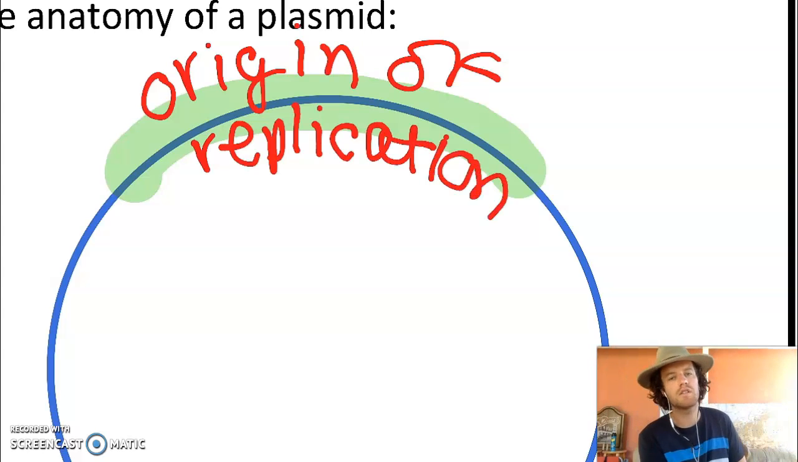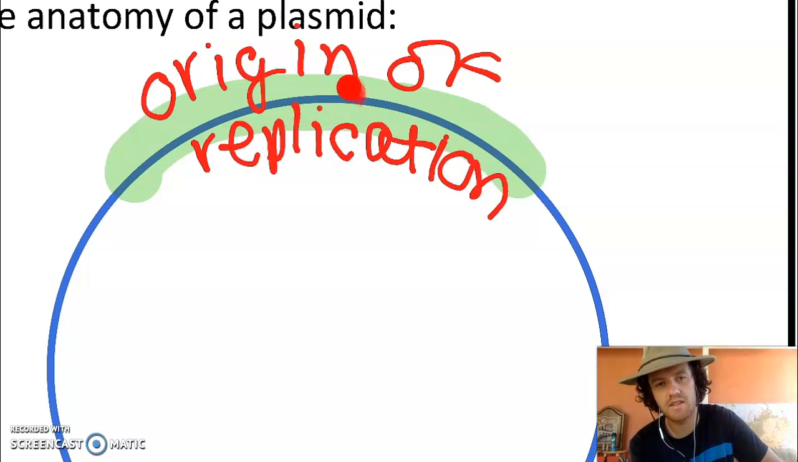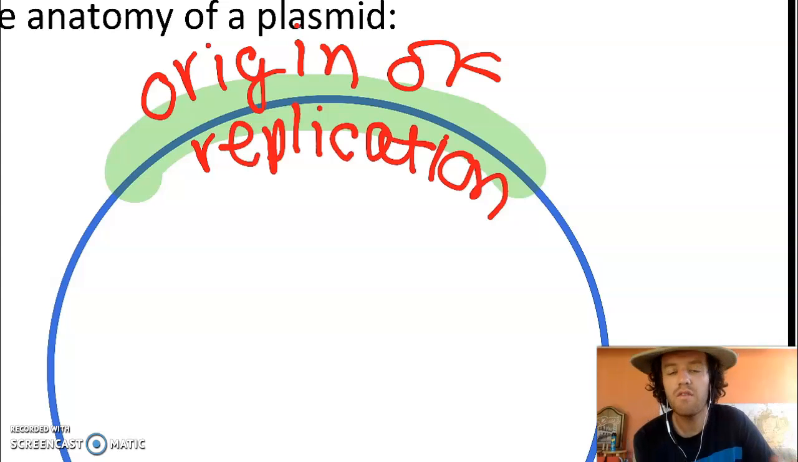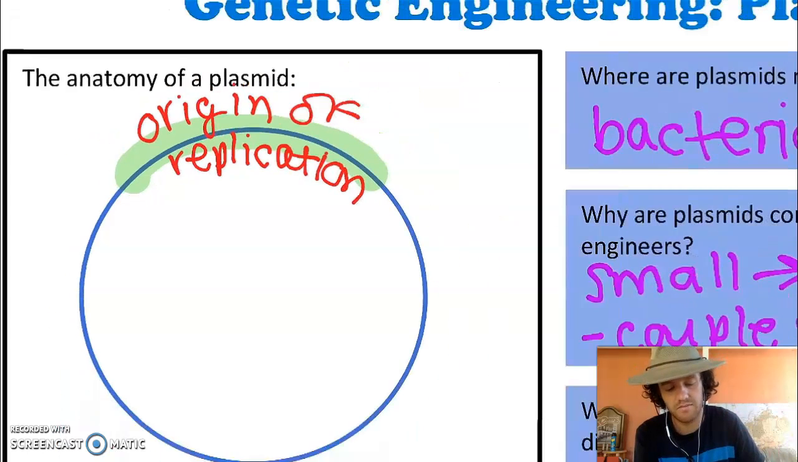Cells constantly need to make copies of their DNA, right? For a plasmid, the origin of replication is the site on the plasmid where replication will begin. If a plasmid does not have an origin of replication, or if its origin of replication gets a mutation in it, that plasmid is no longer going to be able to make copies of itself.